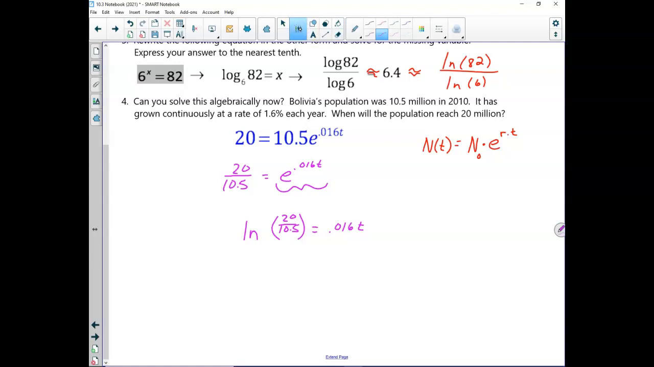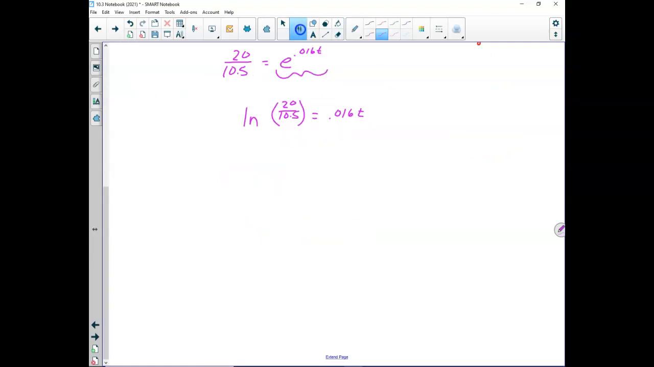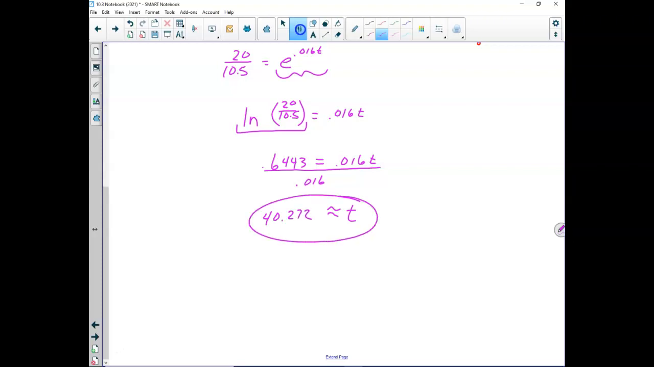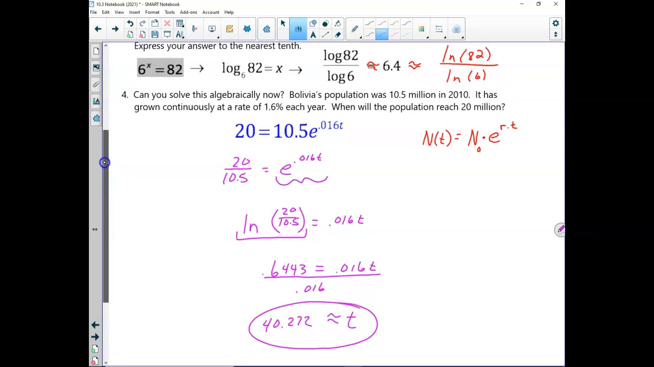And then in the end, if you type this into your calculator, and I'm not holding a lot of decimals, it's approximately 0.6443 equals about 0.016t. So t is going to approximately be equal. I have to divide everything here by 0.016 now, and it's going to be approximately equal to 40.272. Well, that's t. Well, remember, that's years past. Years past what? Years past 2010.